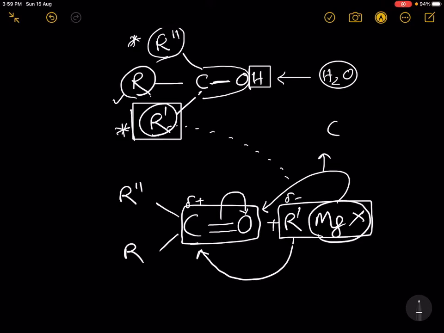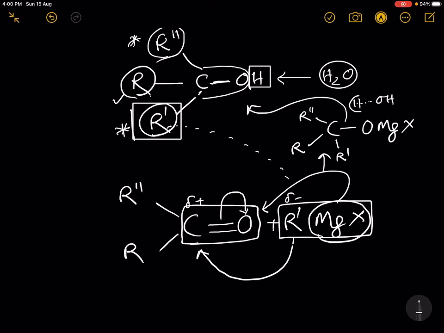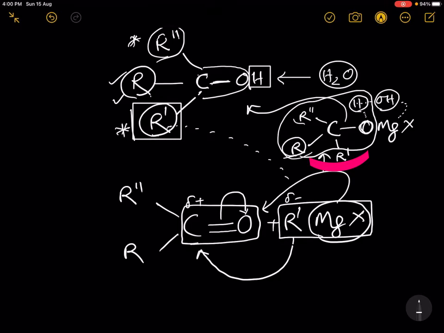You see, C single bond O MgX, and C is bonded to R double prime and R. Then this R prime is written at the bottom. Then this on hydrolysis, HOH, H is bonded to this O, this OH is bonded to MgX, so you'll get an alcohol as shown on the screen. You see, this R group is there, okay, this C is there, and this R double prime is here, and this R prime is also over here. So you are going to get an alcohol as already written on the screen.